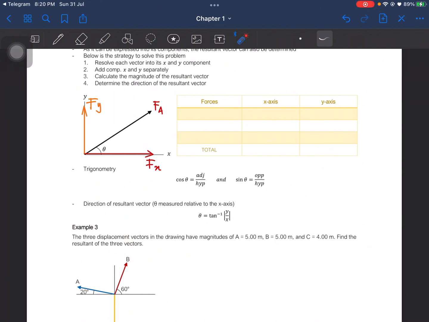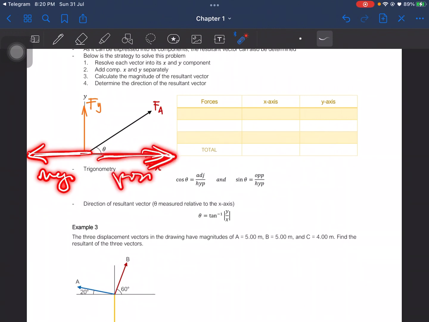First you need to understand that we are going to use trigonometry. If you are going to calculate the angle theta here, you can use either cosine theta or sine theta. This angle theta, which is the direction of the resultant vector, can be calculated using this equation here. Always remember that theta is measured relative to the x-axis, not from the y-axis. It can be on the left, which is the negative x-axis, or on the positive x-axis.